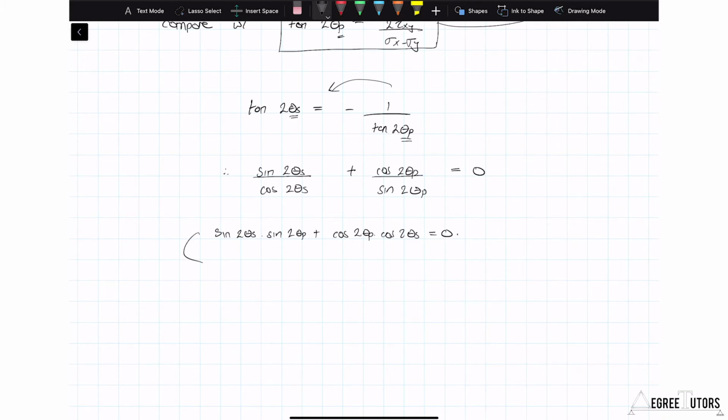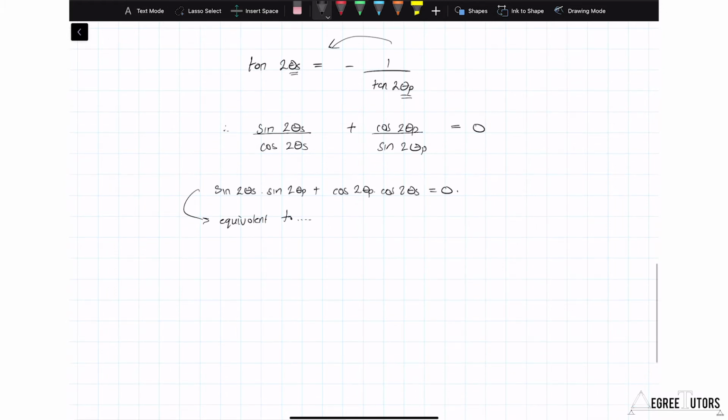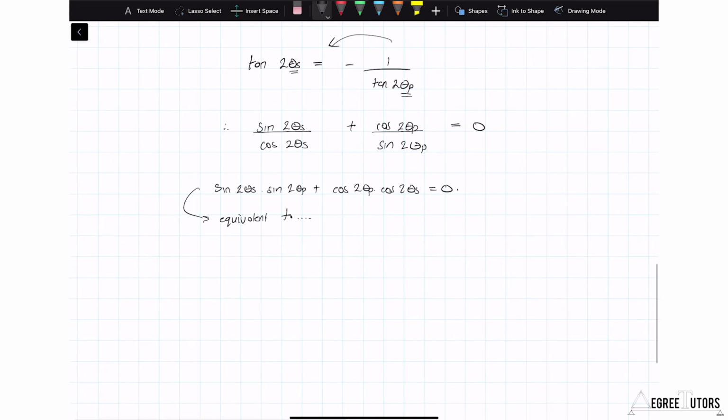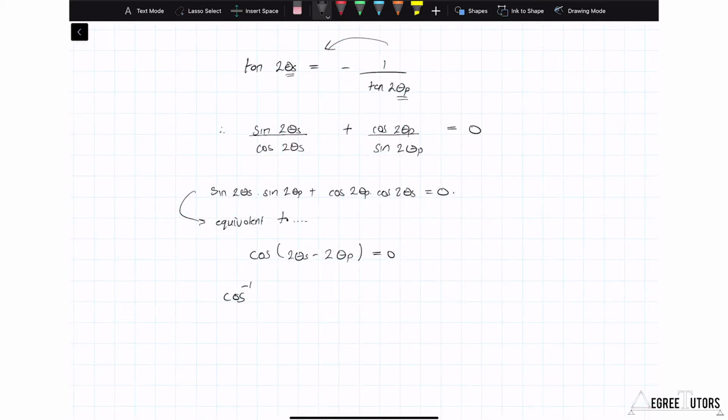That expression there is equivalent to the following. You want your table of trigonometric identities handy when you're doing these derivations, because we're relying on a lot of them. So that is equivalent to the cosine of 2 times theta s minus 2 times theta p, just a standard trigonometric identity. It's still equal to 0. The inverse cosine of the cosine of 2 times theta s minus 2 times theta p, the inverse cosine of all that, you have to do the same thing on the right hand side, so that's going to be cosine inverse of 0.